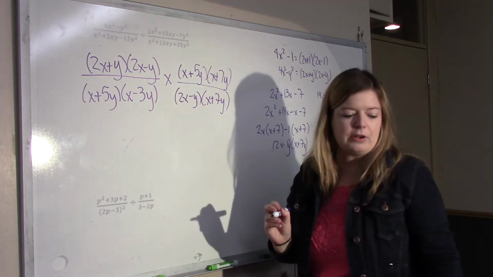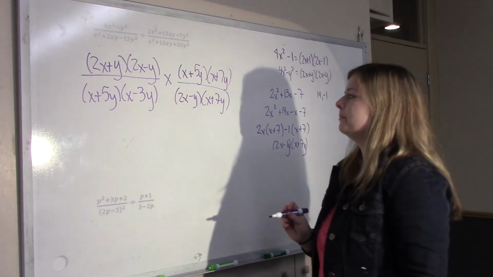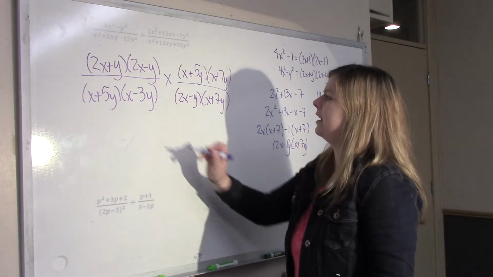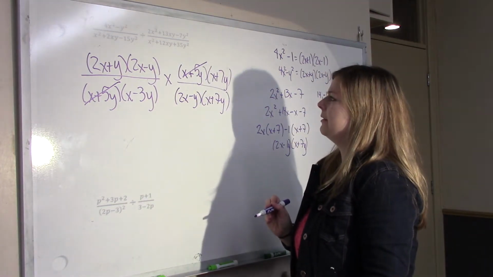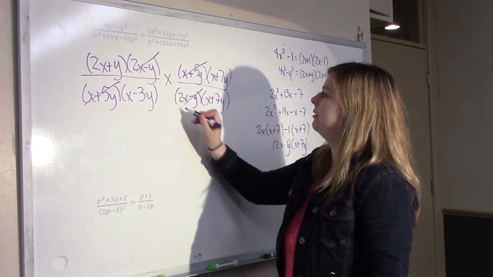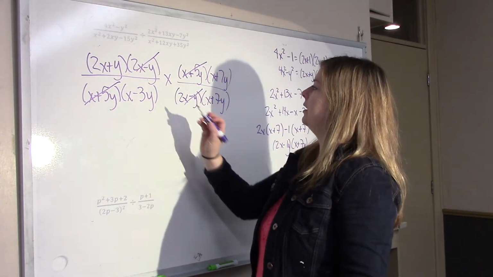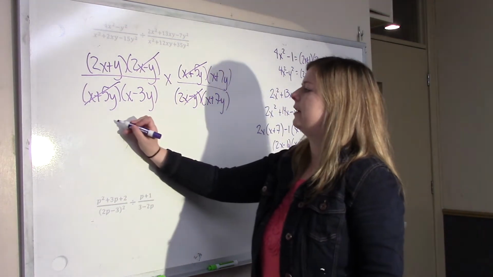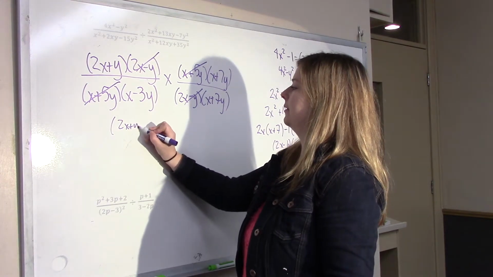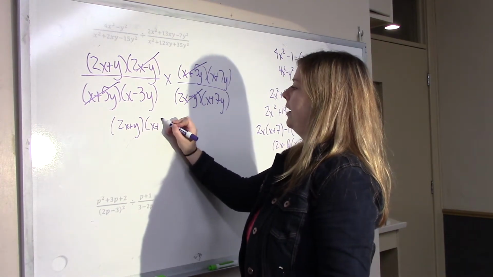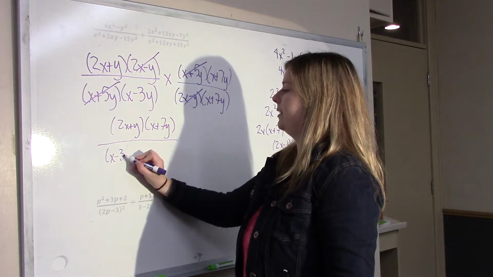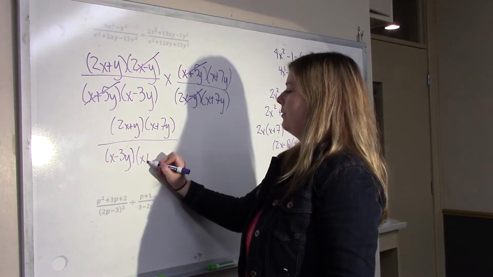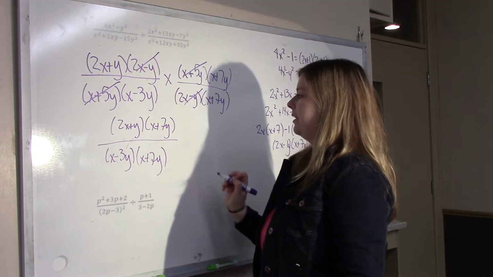Okay, now we have multiplication, so we can slice and dice. So x plus 5y can be crossed off. 2x plus y, we don't have one. We have a 2x minus y though. And that's it. So, yeah. So we're left with 2x plus y and x plus 7y in the numerator. And then x minus 3y, x plus 7y in the denominator.